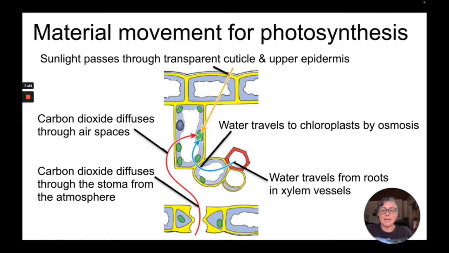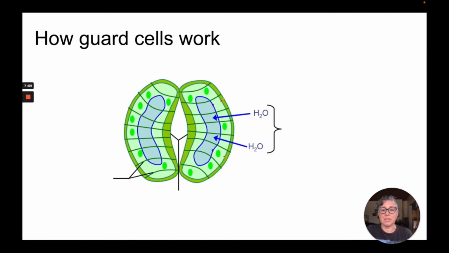And finally, we have the movement of carbon dioxide, represented by the red arrow. Carbon dioxide is going to diffuse through the stoma from the atmosphere, from an area of high concentration to an area of low concentration. High concentration in the atmosphere, low concentration in the leaf. Why? Because the leaf is constantly using the carbon dioxide, so it's always in low amounts inside the leaf, and then it's going to diffuse through the air spaces to get to the chloroplast. And again, same gradient.